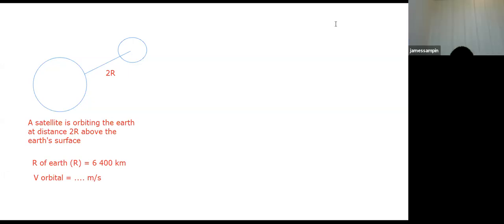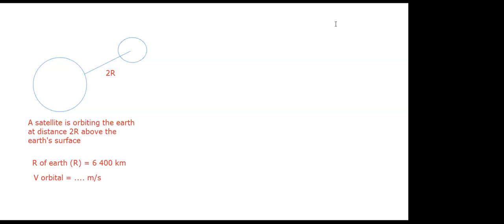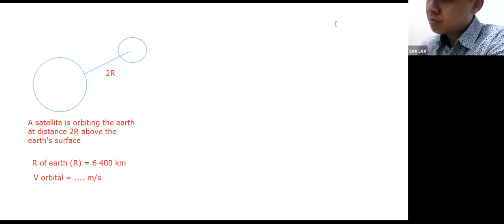Sir, the G, you need to always memorize it, sir. The 6.67 times 10 to the power negative 11. Oh, you always have to memorize that, yes, sir. No, it's given in the booklet if you take the A-level or IB exam. Oh, okay.